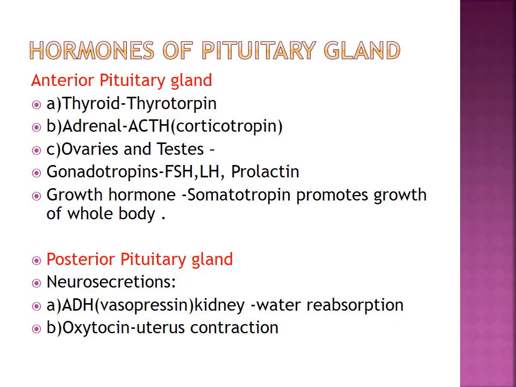Then the posterior pituitary gland secretes two hormones, mainly ADH, that is antidiuretic hormone, also called vasopressin. It is mainly required for water reabsorption by acting on the kidney. And the second is oxytocin, which causes uterine contraction in labor.